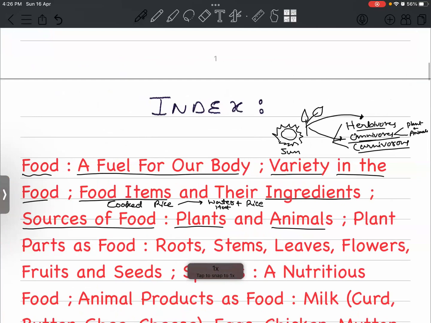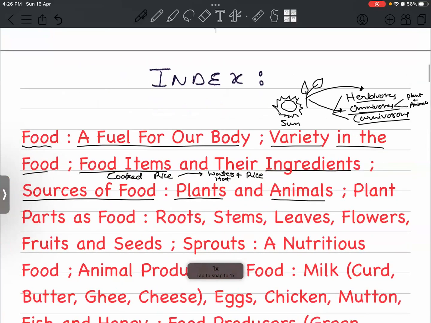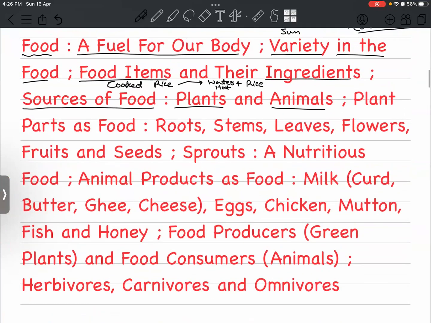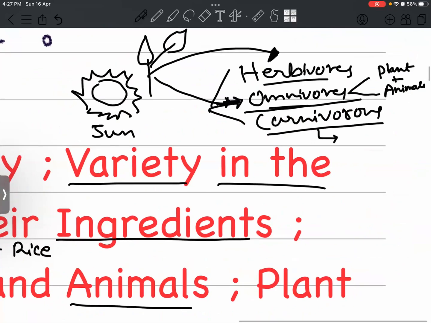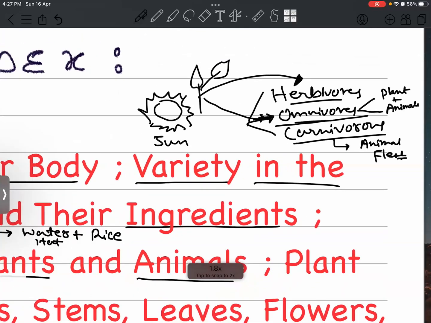Sir, carnivores don't eat plants. Why did you underline it? No, carnivores only depend on animal flesh. Yeah, I know, but I thought you told that. Okay, by mistake, I might have said that.